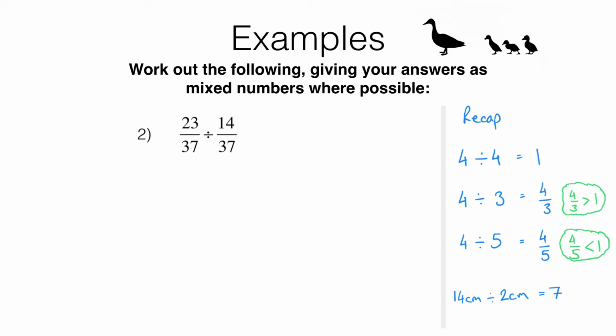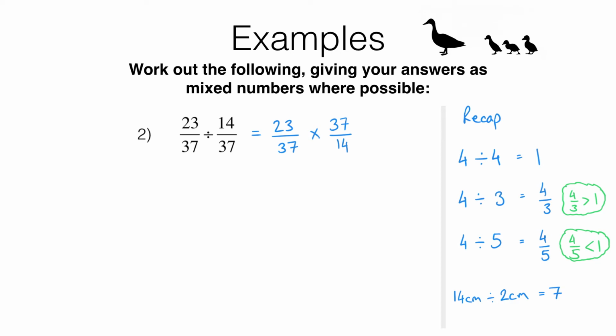Now let's do the division the way you've already seen. We have 23/37 and we're going to multiply by the reciprocal of 14/37. So that means we're going to multiply by 37/14. And hopefully you can see here that we can simplify before having to work out 23 times 37 or 37 times 14.